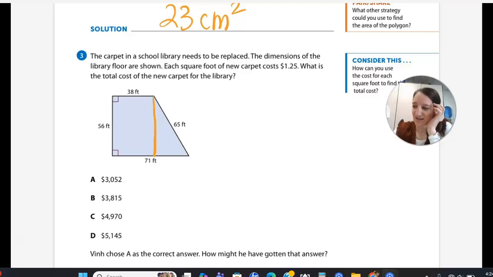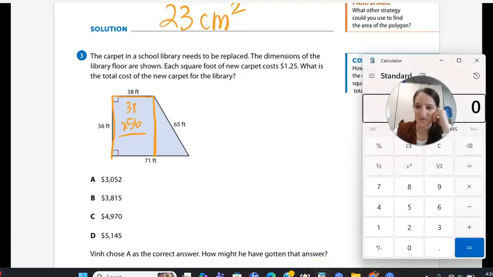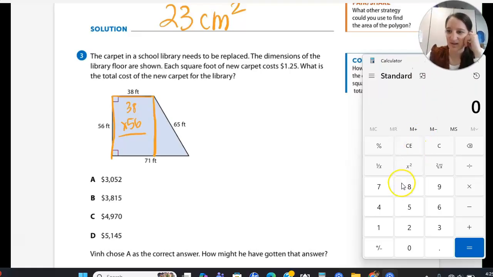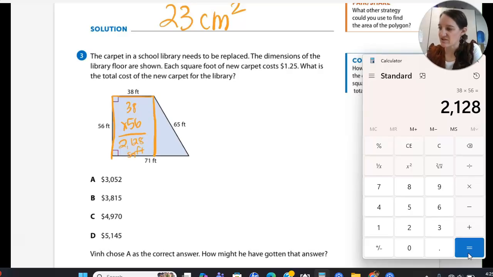So my rectangle right here is base times height. This will be 38 times 56, right? And I'm letting you use calculators now, so let's pull that up. Let's get my face out of the way. Okay, 38 times 56, and that would give me 2,128 square feet.